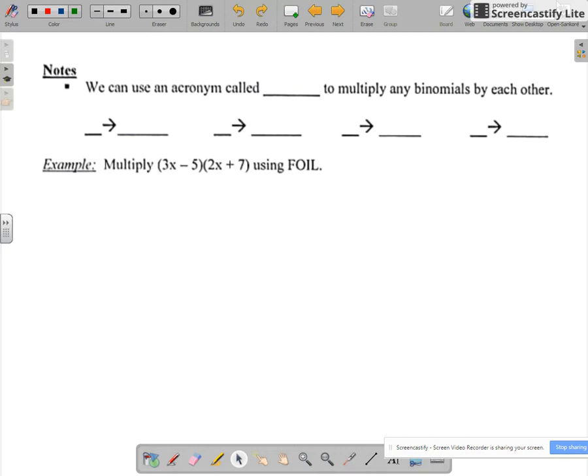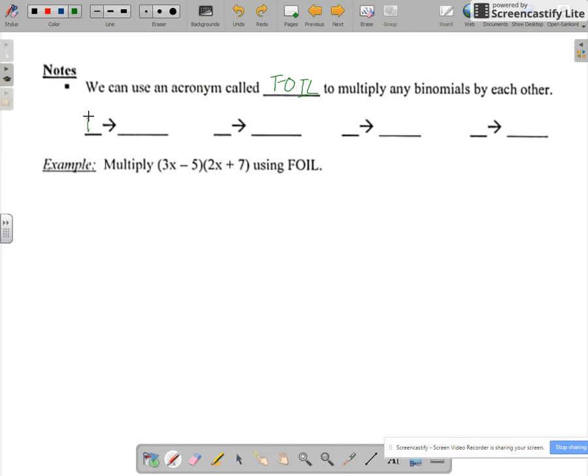Before you get started, you should have done the investigation on your own, just kind of trying it out, seeing what you can do. And now here's your more formal notes. So we can use an acronym called FOIL to multiply any binomials by each other.